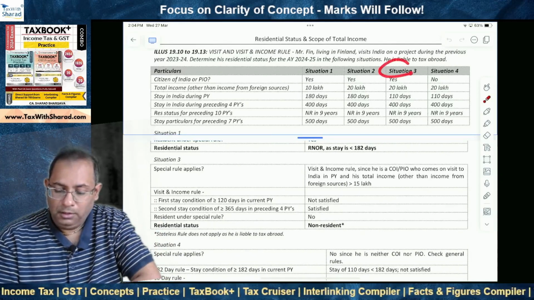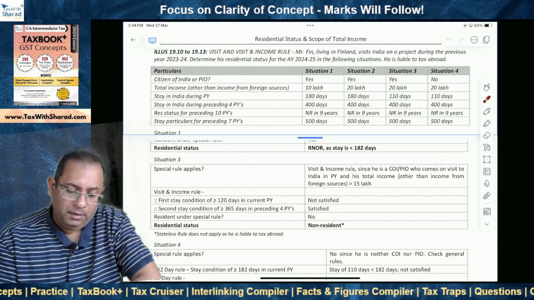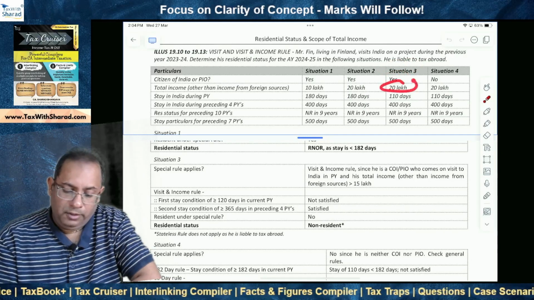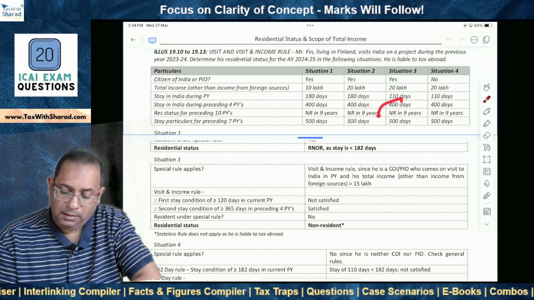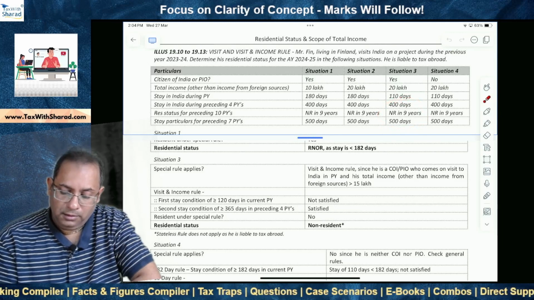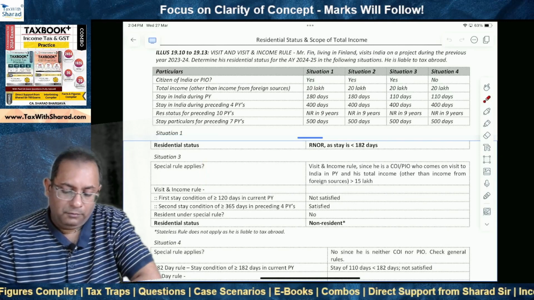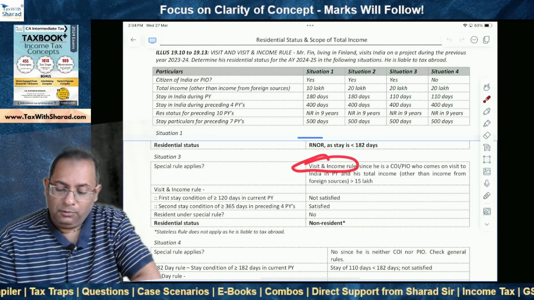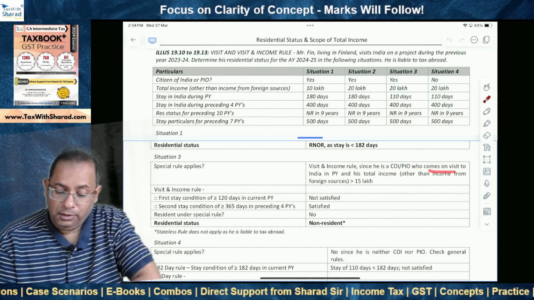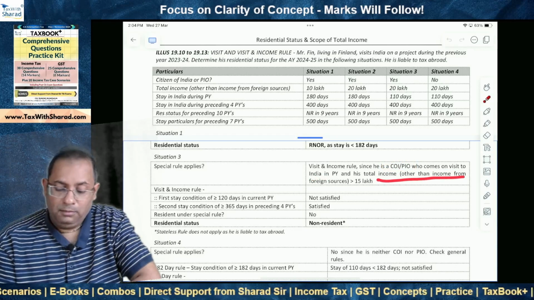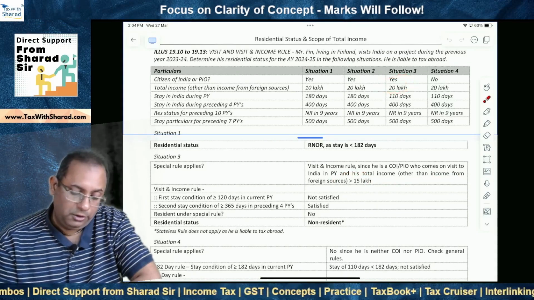Now we move to situation 3. In situation 3, citizen of India or PIO, yes. Total income other than income from foreign sources 20 lakh, stay in India during the previous year 110 days, and the rest of the things remain the same as in situation 2. So in situation 3, what is the special rule which applies? The visit and income rule applies because he is a citizen of India or PIO who comes on a visit to India in the previous year, and his total income other than income from foreign sources is more than 15 lakh. It is 20 lakh as given in the question.